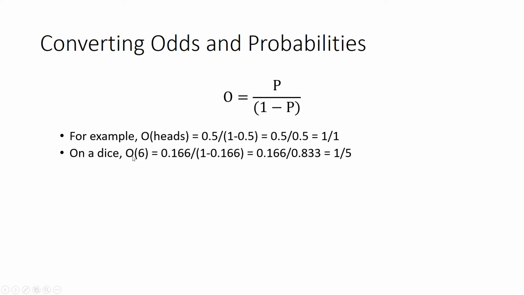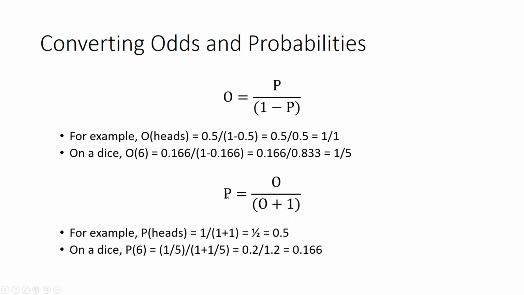On a dice, the chance of getting a 6 on a 6-sided die. So a sixth is roughly 0.166. So 0.166 divided by 1 minus 0.166, or in other words, 0.166 over 0.833. That is your odds, but you can increase that to 1 to 5.